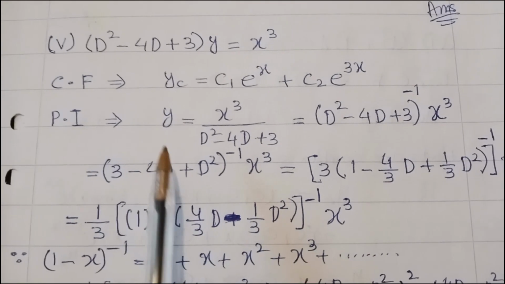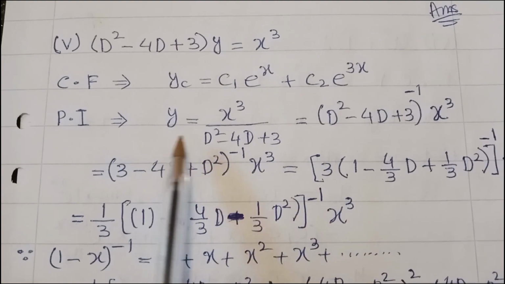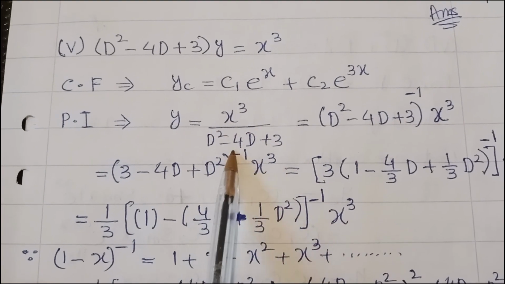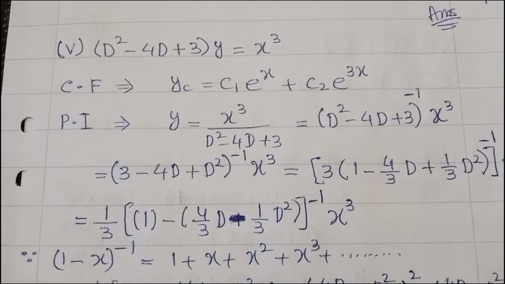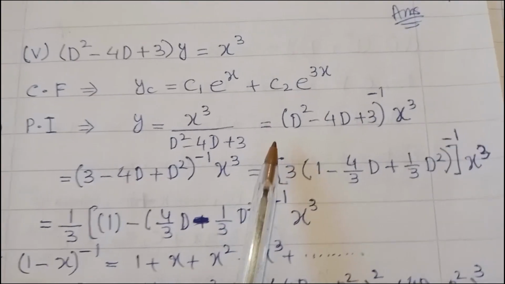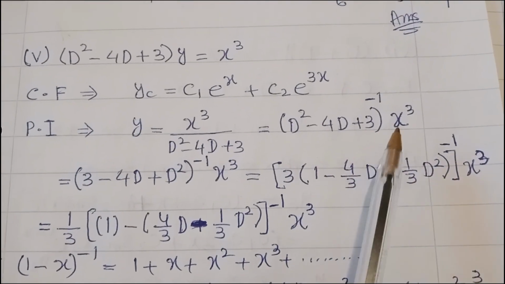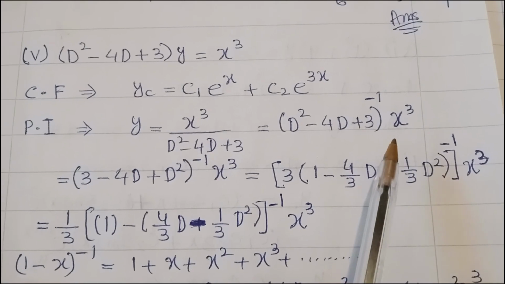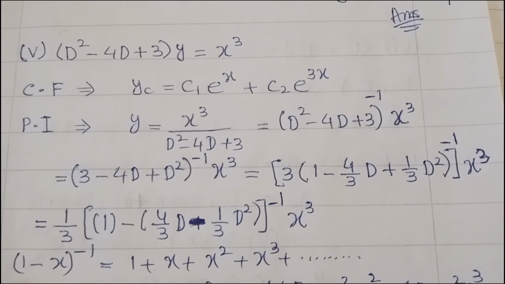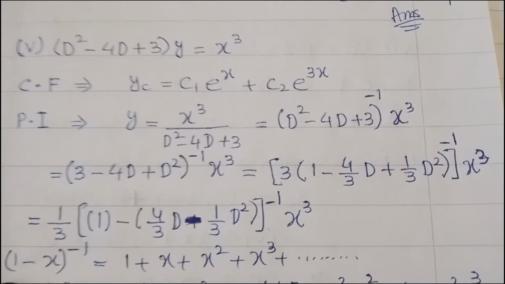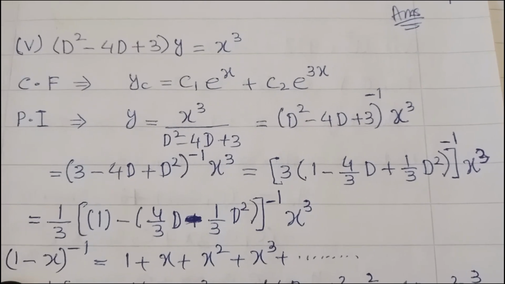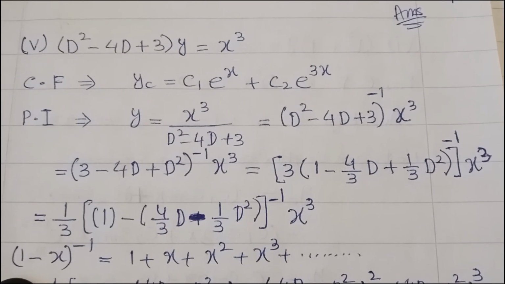So from equation number 1, we will equate the value of y, that is x cube upon d square minus 4d plus 3. So it can be written as d square minus 4d plus 3 whole raised to the power minus 1 x cube, because this is the case of the polynomial. So in case of polynomial, we must shift the denominator into the numerator to transform into the power function.